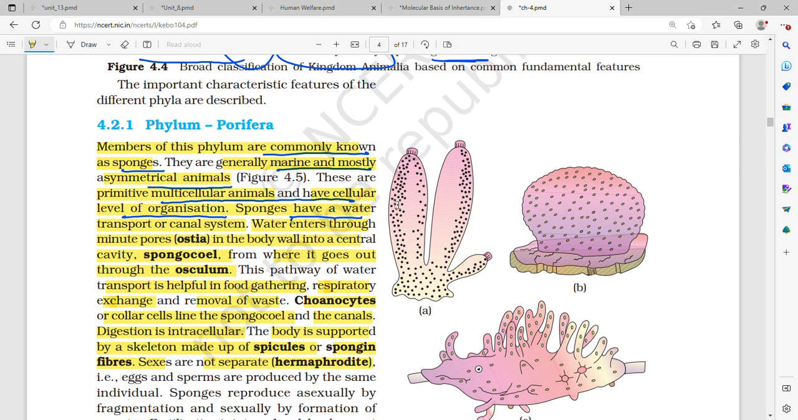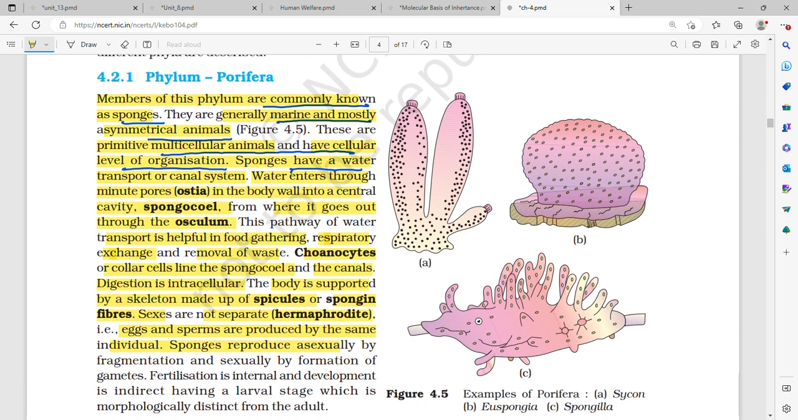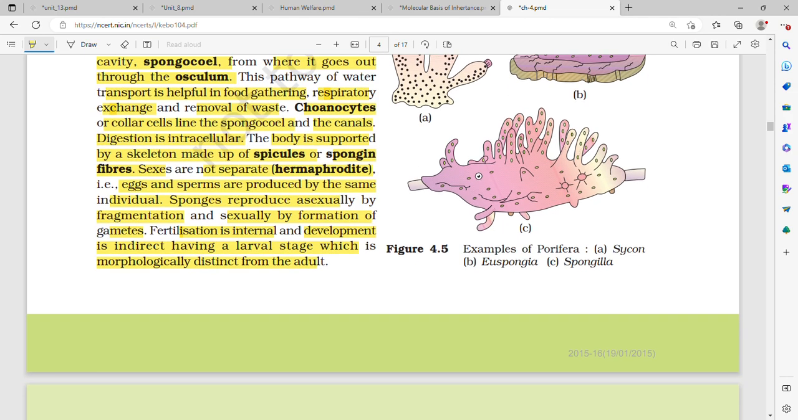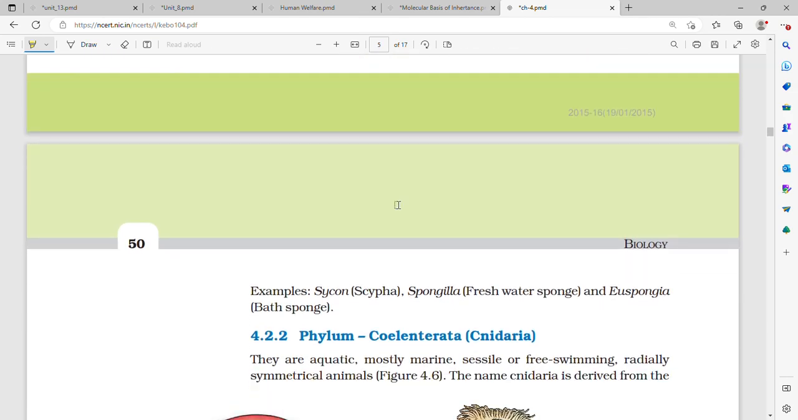Sexes are not separate, that is, hermaphrodite. Eggs and sperms are produced by the same individual. Sponges reproduce asexually by fragmentation or sexually by formation of gametes. Fertilization is internal and development is indirect, having a larval stage which is morphologically distinct from the adult. Examples are Scypha, also called Sycon, then Spongilla, which is a freshwater sponge, and Euspongia, which is bath sponge. Spongilla is a freshwater sponge, the rest both are marine.